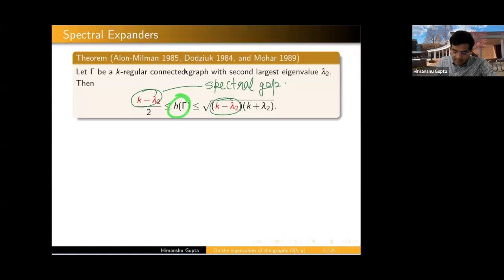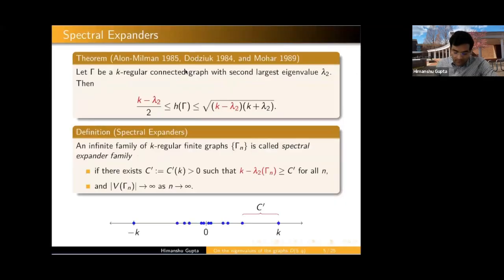So instead of studying the isoperimetric constant, we can study the spectral gap, due to this result. And that's where we define spectral expanders. It is an infinite family of k-regular finite graphs, like we started with for expanders, which satisfies the following two properties: there exists some constant c prime, which just depends on k, such that the spectral gap of each of the graphs in this family is lower bounded by c prime. And as earlier, the size of the vertex set goes to infinity as n goes to infinity.